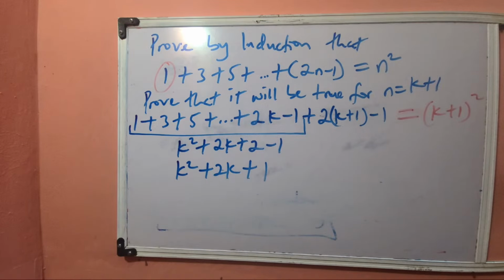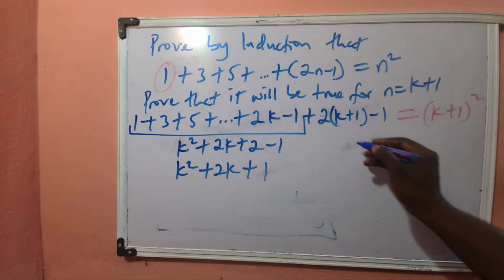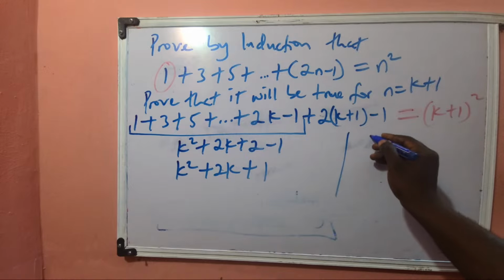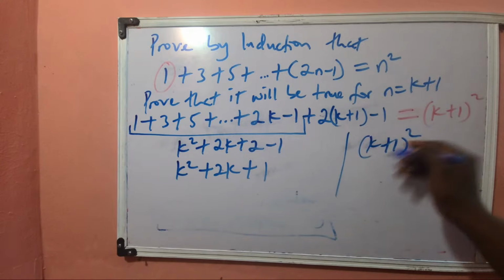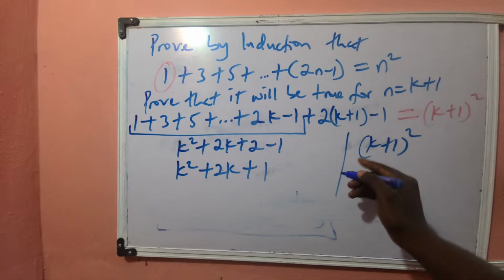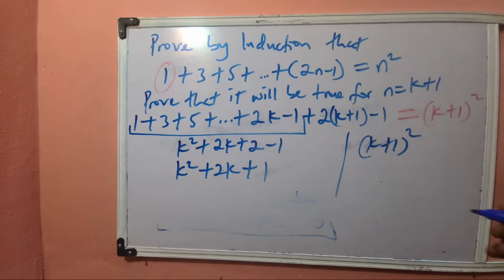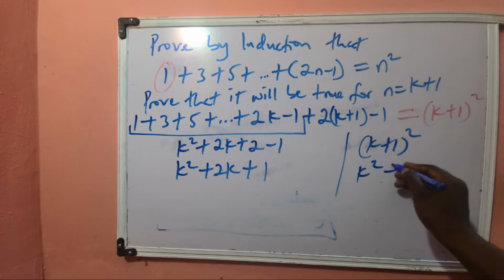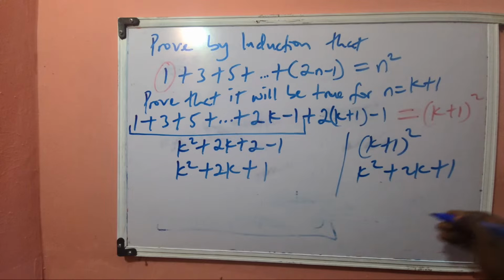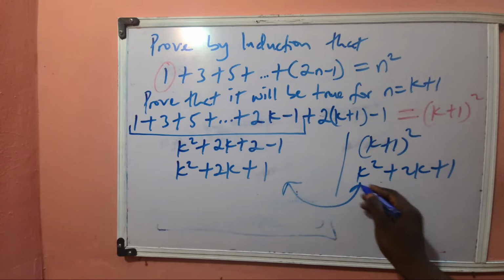This is what I got on my left-hand side. Now, let's see, is it the same thing as what we have on the right-hand side? The right-hand side said k plus 1 all squared. Let's see what this was. Of course, I told you how to open this already easily. So this is k squared plus 2k plus 1. Can you see? It got the same thing.